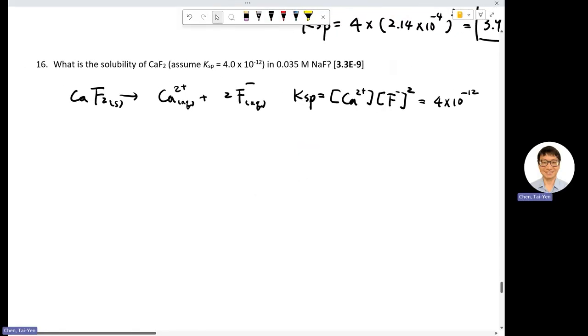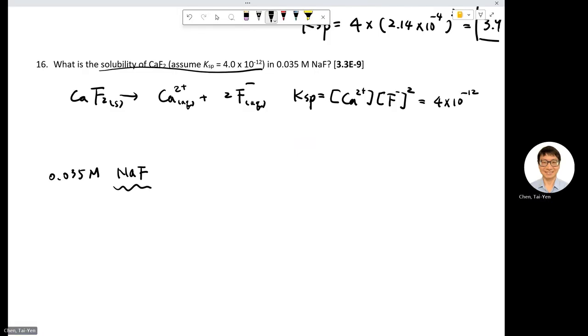Okay, so that's what you get from this part. And it says if you put this salt in a solution, okay, so you have 0.035 M NaF. Okay, so if you look at this, and then together with the equation that you have, what this is going to tell you is that you're going to produce F- with a concentration of 0.035 M.